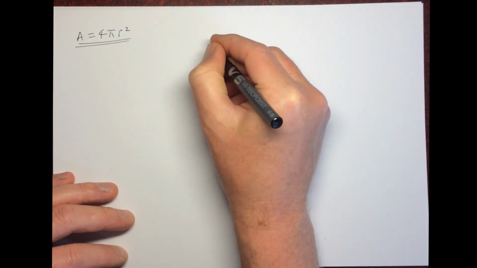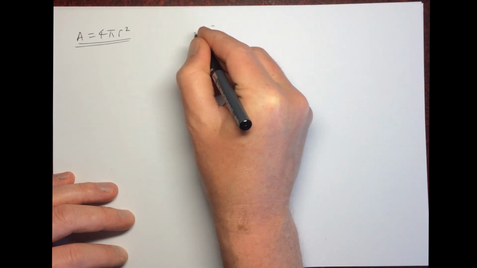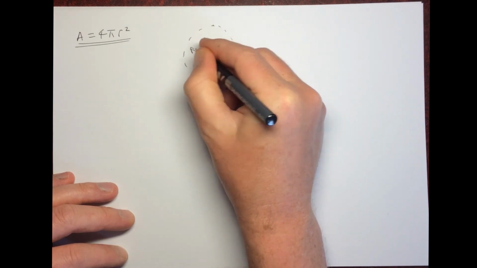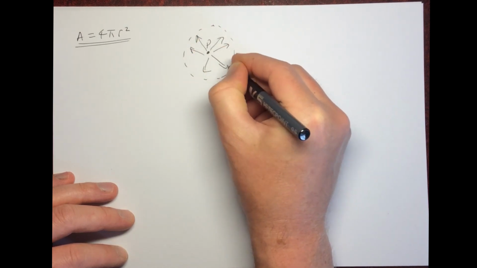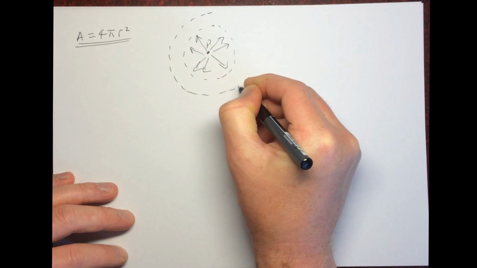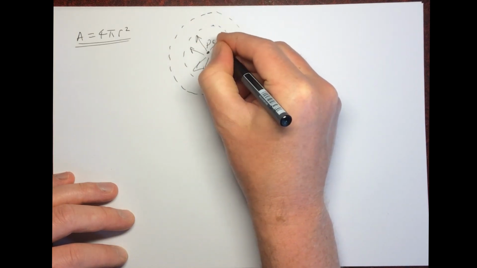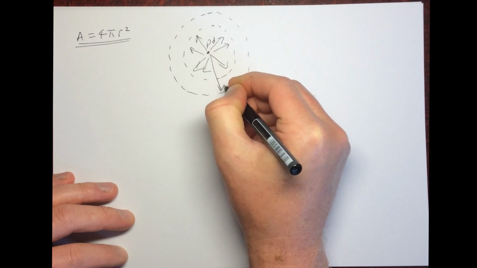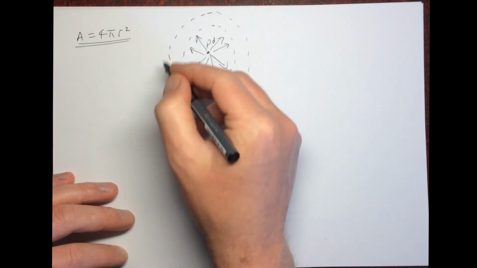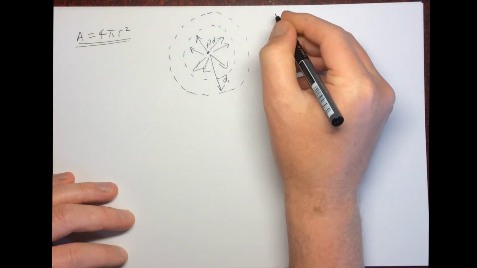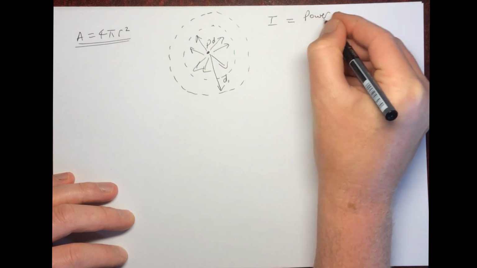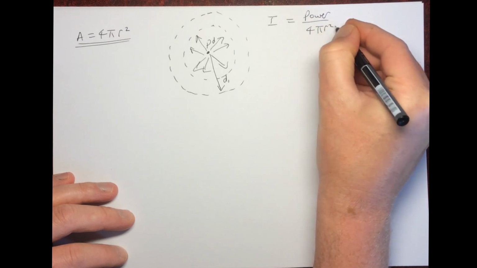If we've got a source of power P, the radiation is spread out across the surface of this sphere. It comes out in all directions. The further you get away from the source, we'll call that distance D, and this distance here D1, the more spread out the radiation is, so the less intense it is. Intensity, I, is equal to the power of the source divided by 4 pi r squared.